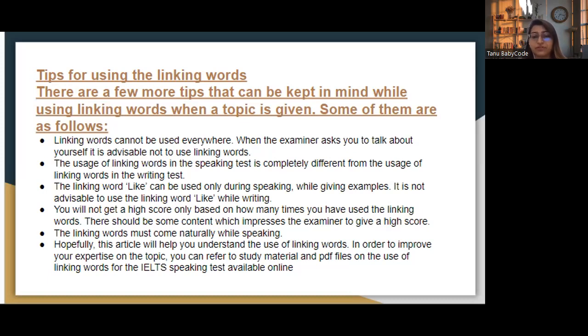You can use some different words, for instance, for example. You will never get a high score only based on how many times you have used the linking words. There should be some content also, your grammatical range, your pronunciation, your vocabulary, which actually impress the examiner so that you can get the higher score.